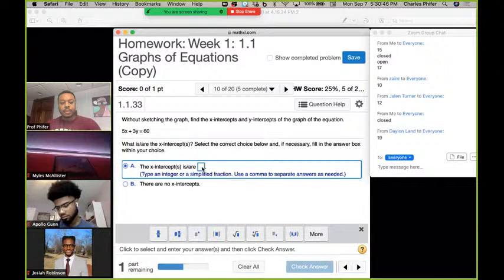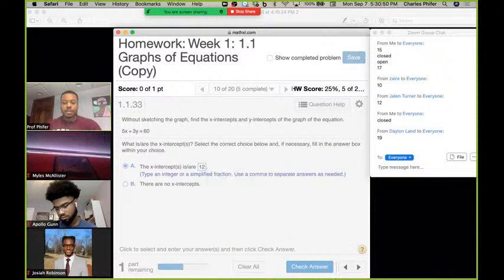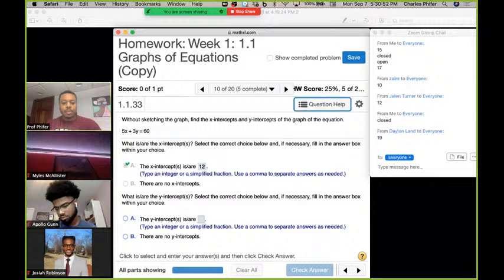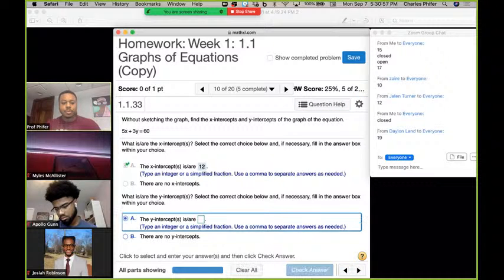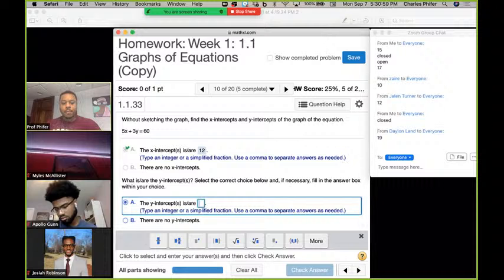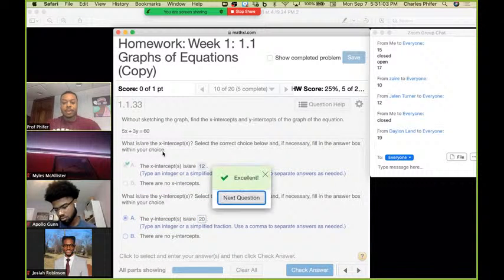So the X-intercept is 12. Cross our fingers. Awesome sauce. Can I hit tab? Oh, so close. There it is. We got 20. Cross our fingers. Awesome sauce. Okay. Let's hit open.